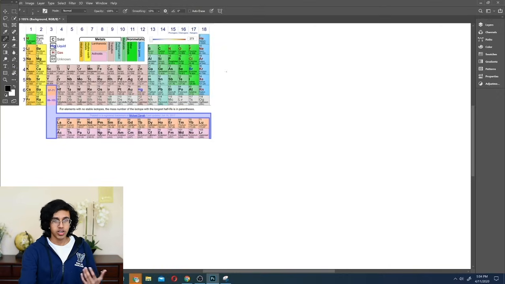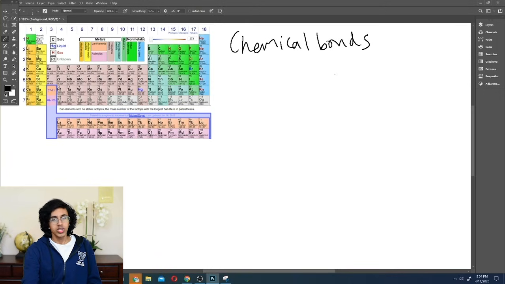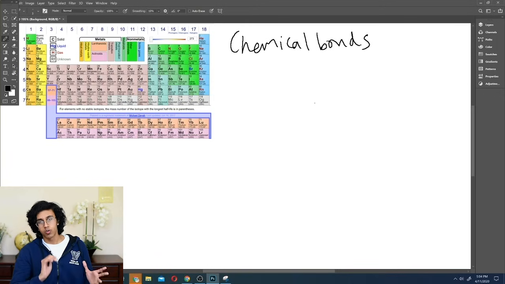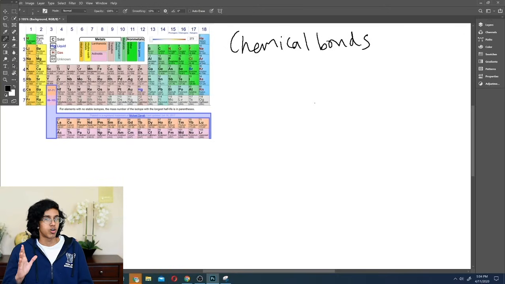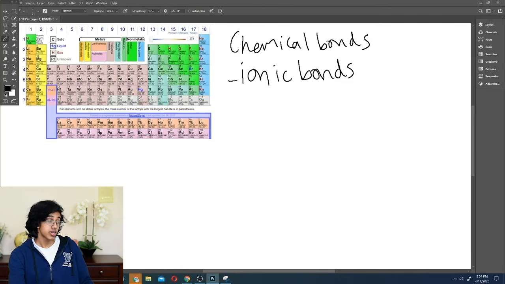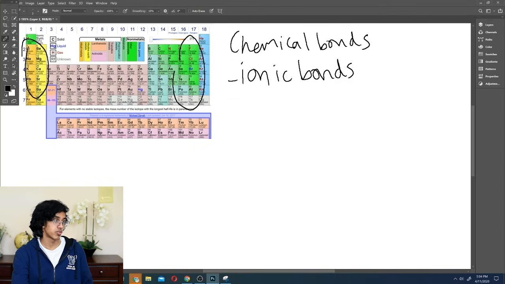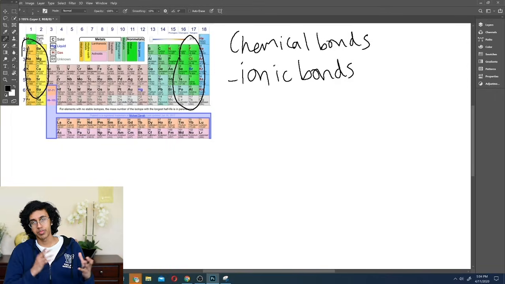Okay, so the first thing we have to talk about are chemical bonds. These are the bonds that hold together molecules. The first important one you have to know is ionic bonds. These form between elements in the first two columns and elements in the last two columns, generally speaking. There are some exceptions. Mainly, as long as the two components are ions, it makes an ionic bond.